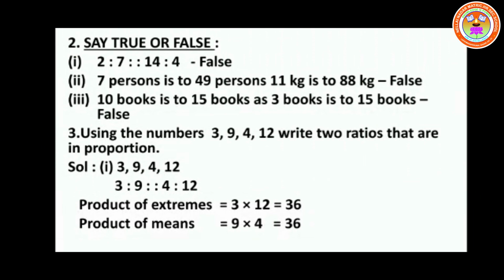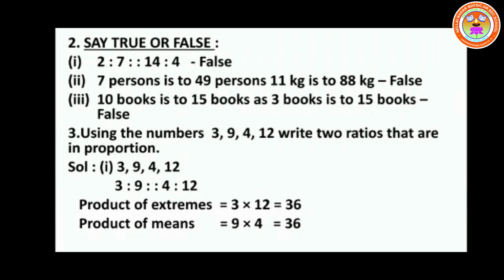Now I have already explained clearly about the product of extremes and the product of the means. Extremes means the end, that is both the end numbers 3 and 12. That is AD. In the place of A you have 3, in the place of B you have 9, in the place of C you have 4, and in the place of D you have 12. So what is the product of extremes formula? AD. So 3 and 12. So 3 12s are 36.